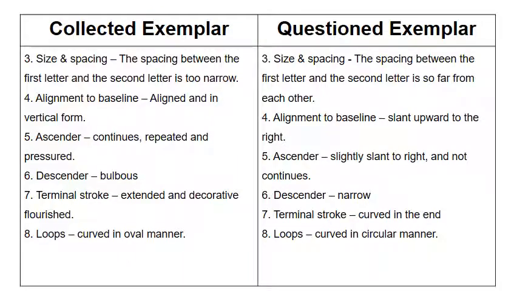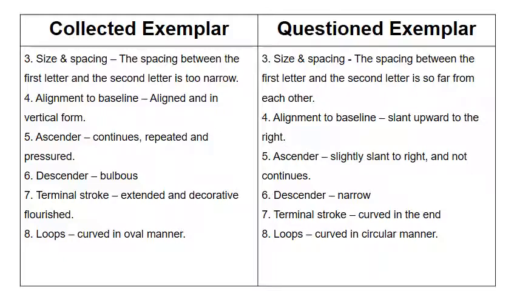In the collected exemplar, for size and spacing, the spacing between the first letter and the second letter is too narrow, while in the other exemplar, the spacing between the first letter and the second letter is so far from each other. The alignment to baseline of the collected exemplar is aligned and in vertical form, while in the other exemplar, the alignment to baseline is slant upward to the right.